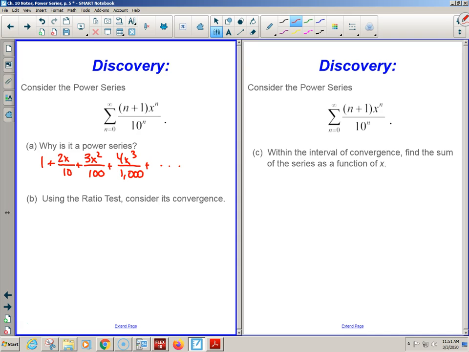Why is it a power series? Each term. It's not a geometric series, it doesn't have to have a common ratio, but it is a power series because I have x to the, x to the, x to the, x to the. It's a power series. Okay, why? This shows all the powers of x.